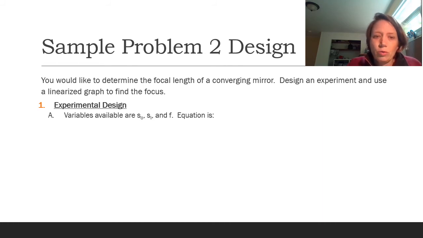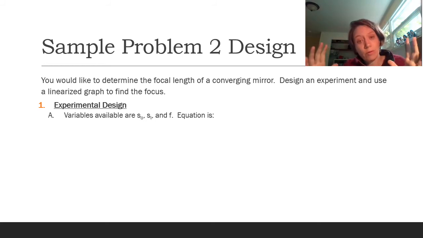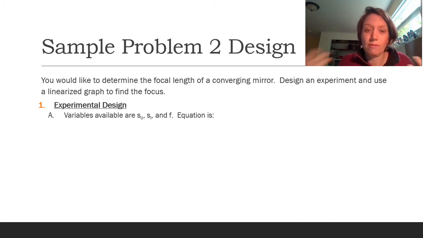If I look at the tools that I have, and think about what this experiment would do, I would probably set up an experiment where I have the converging mirror and an object in front of it. It's pretty straightforward to measure the distance from that object to the mirror, and it's pretty straightforward to locate the image of that object. You can use a screen or you can just eyeball it, but finding the image distance is also pretty clear. The focal length is much trickier to measure manually, so that's our wanted variable.